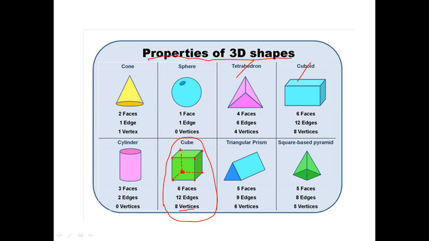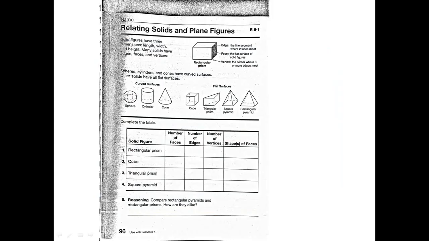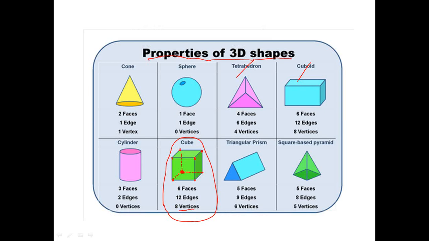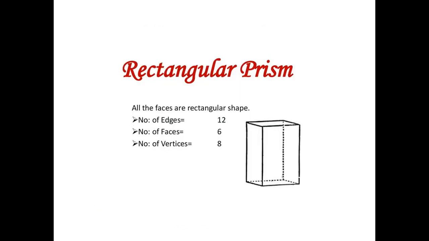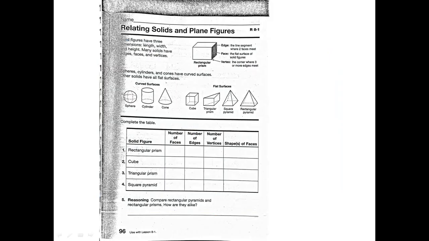There are 12 edges all together, and it has 6 faces, 2 at the back, right, and 2 in the front. They are 4, 1 up, 5, and 1 down, 6. So they have 6 faces. This is what we mean by the properties of 3D shapes. Each one of the shapes has its properties. Let's start together.